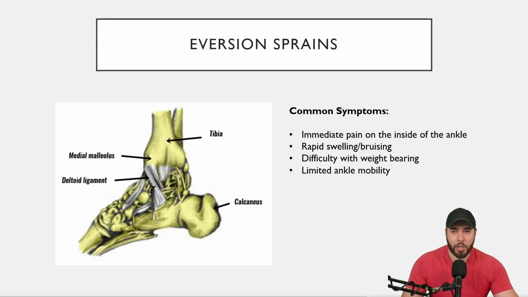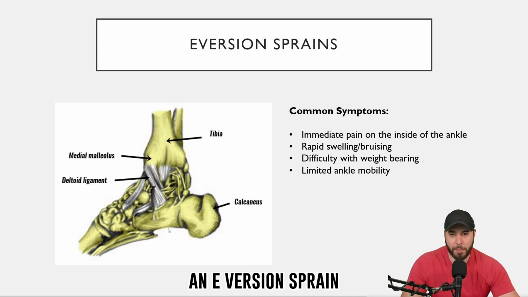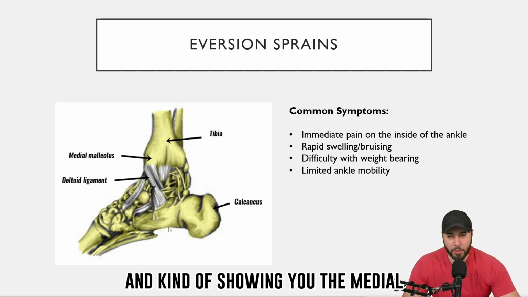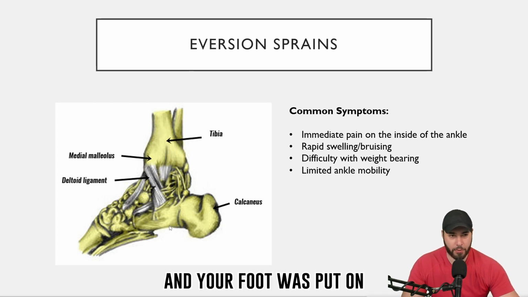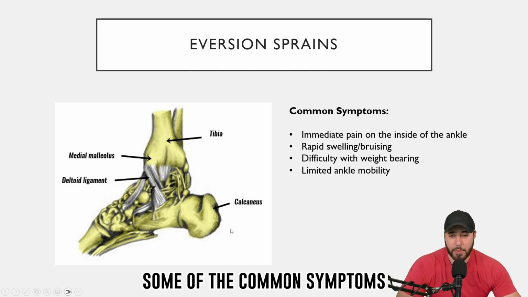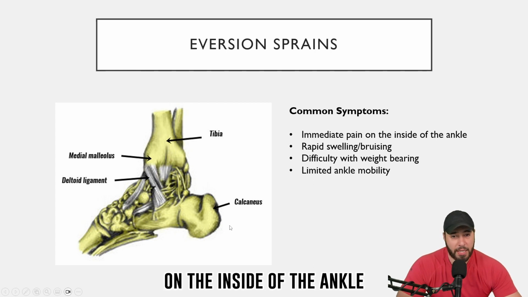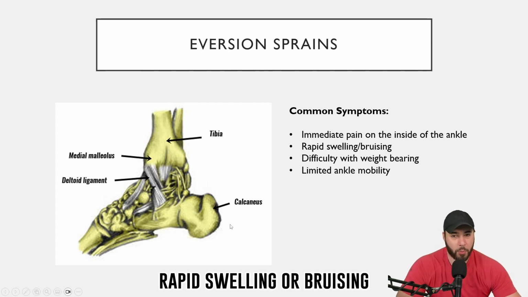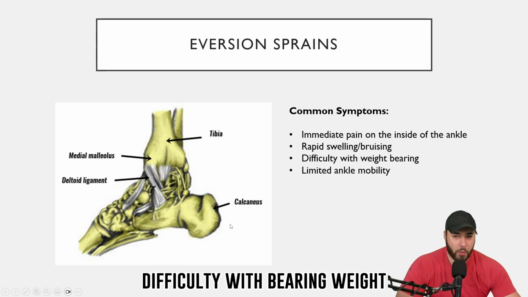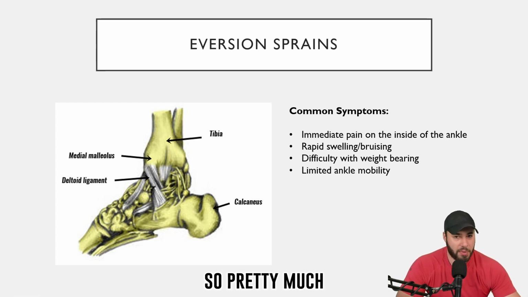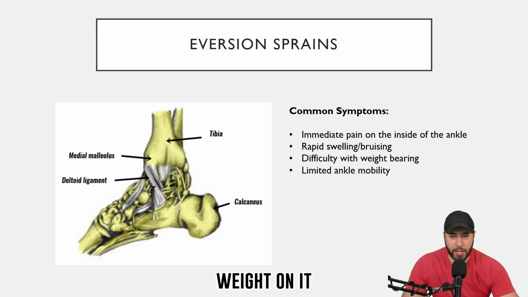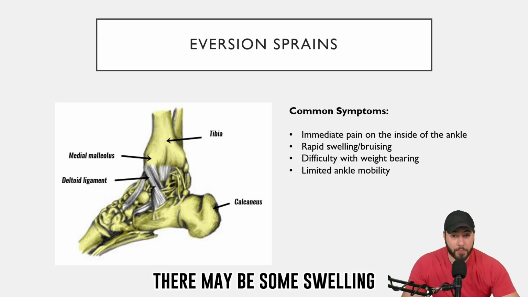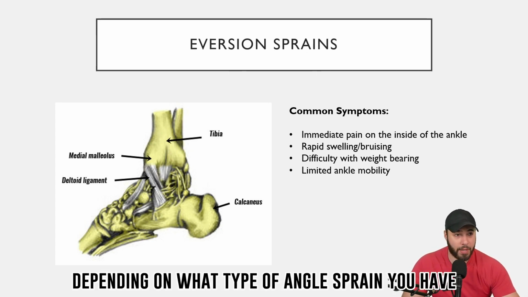So here we have an eversion sprain covering certain aspects of what we might see and some issues in the areas. It's showing you the medial or the middle side of the foot if you're looking at it from between your feet and your foot was put on a stand. Some of the common symptoms that we may see are immediate pain on the inside of the ankle, rapid swelling or bruising, difficulty with bearing weight, and limited ankle mobility. So pretty much you just can't move it. You have a tough time putting weight on it. There may be some swelling or bruising depending on what type of ankle sprain you have.